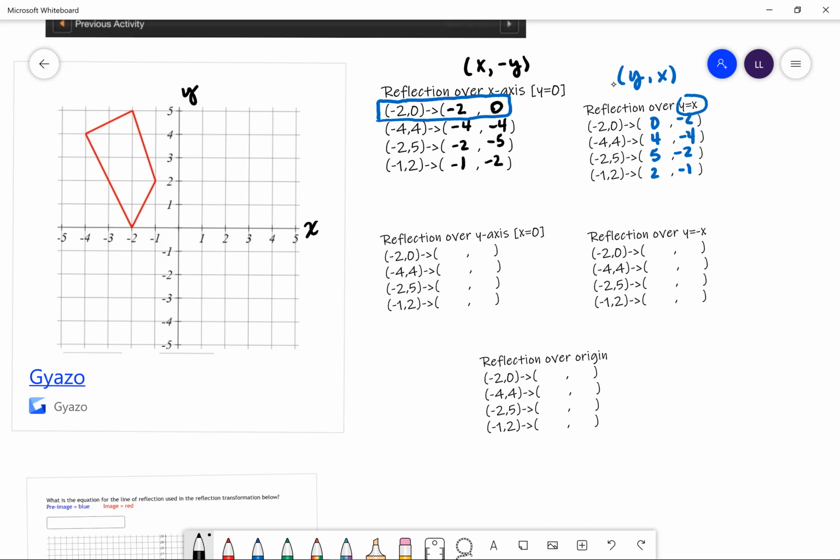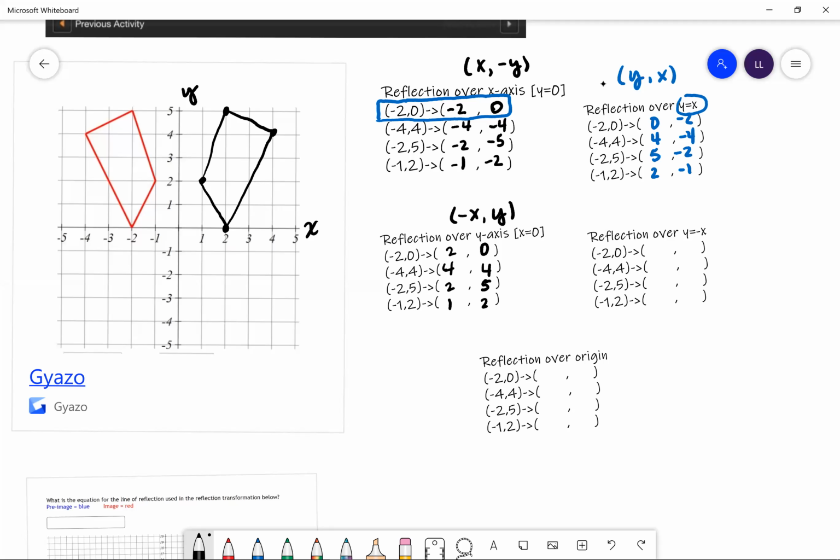So the rule for the y-axis is, again, we're going to change the x coordinates. We're going to multiply that by -1, but we're not going to do anything to the y coordinates. So the y coordinates stay the same. And then we multiply the x coordinates by -1. So -2 times -1 is +2. -4 times -1 is +4. -2 times -1 is +2. And -1 times -1 is +1. And there goes our points. So let's go ahead and graph this so you can see what it looks like.